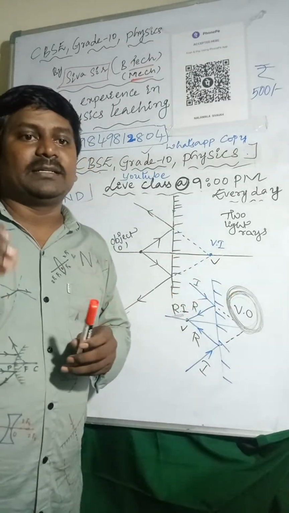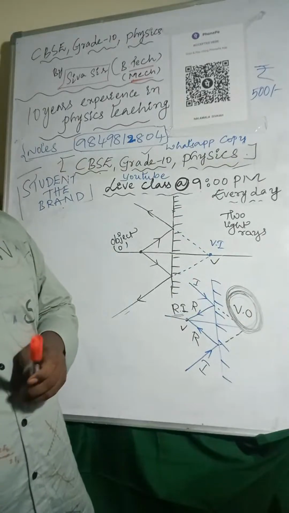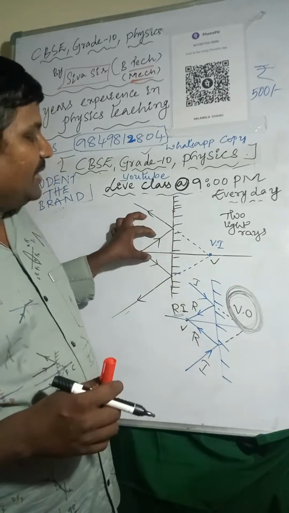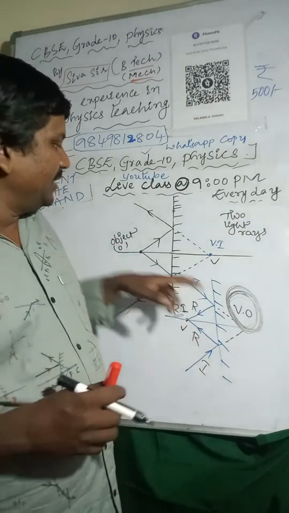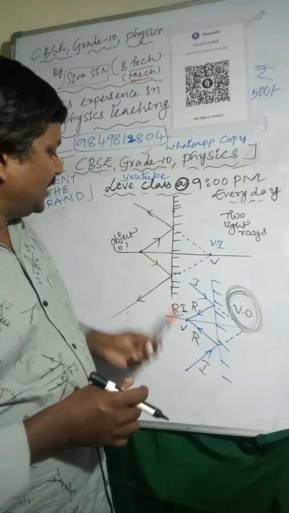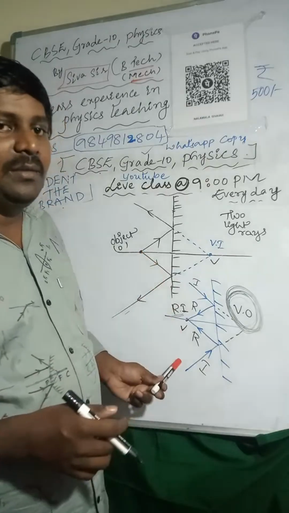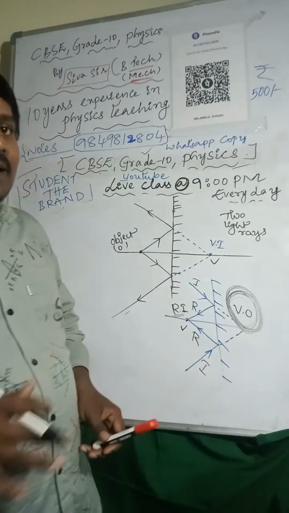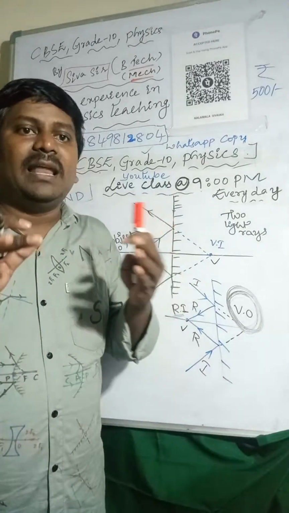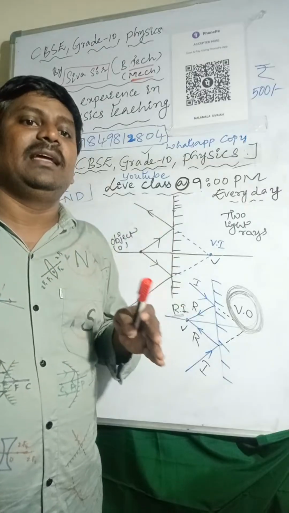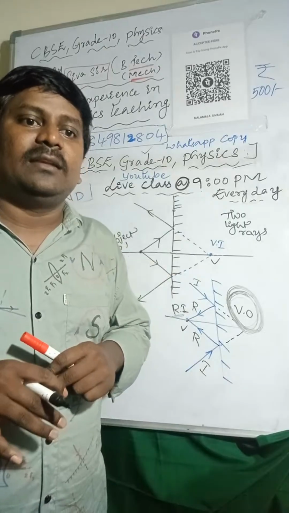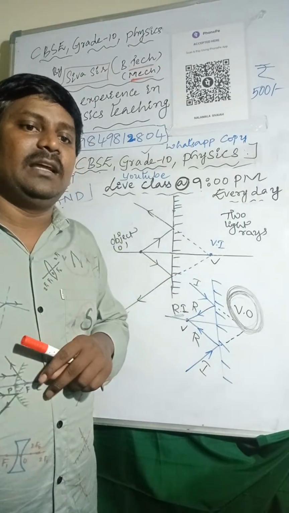Real object or real image means actual light rays will meet. Here you can see object and image. So this is the real object and real image. In both cases you can understand one thing: if the light rays actually meet, then a real image and real object will form.